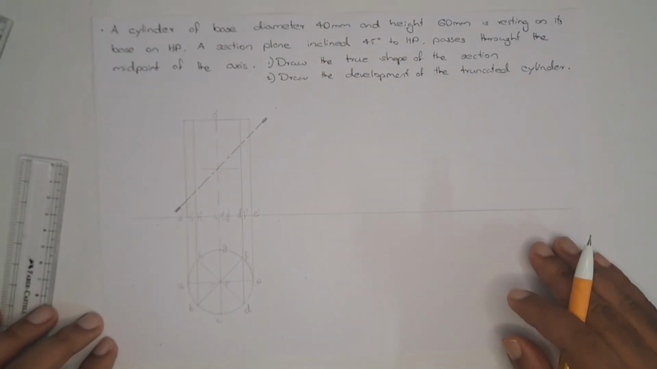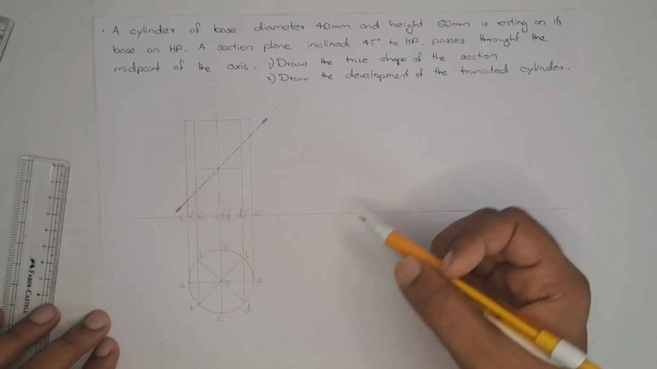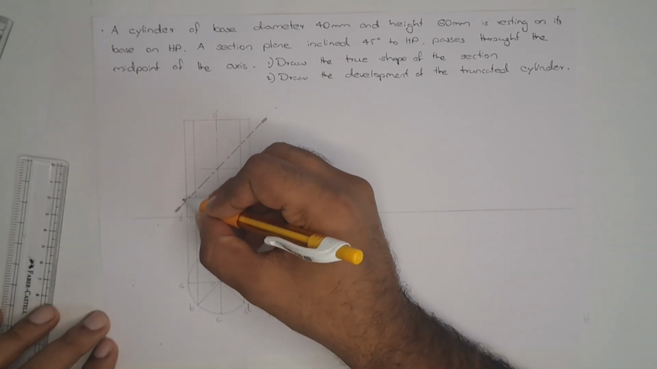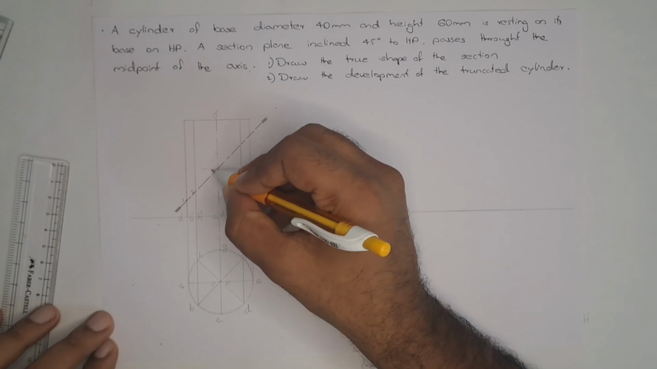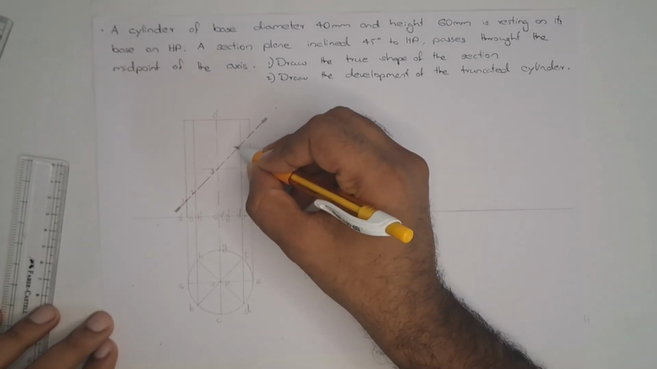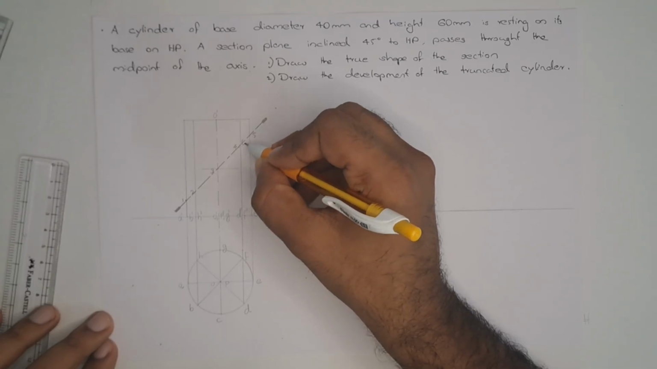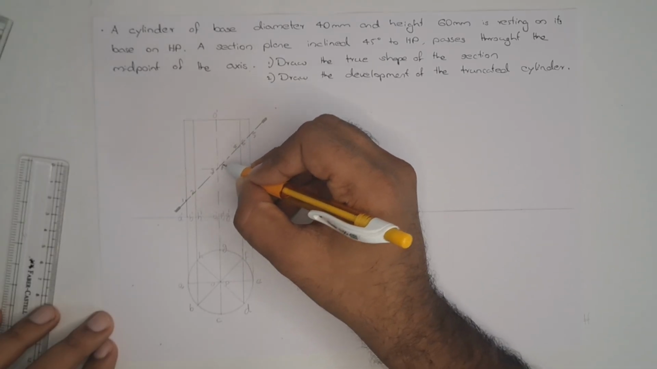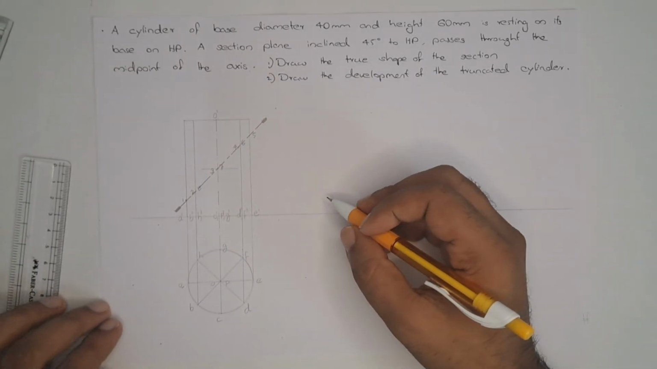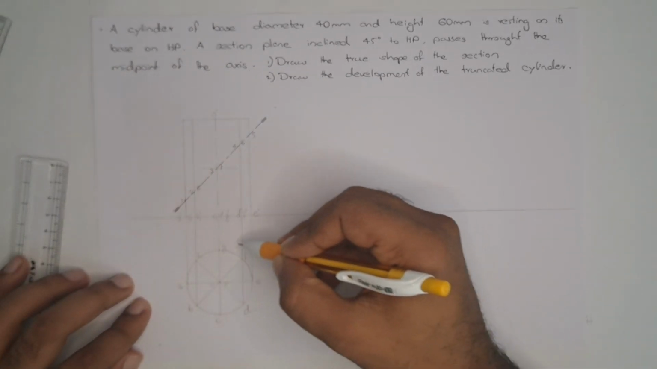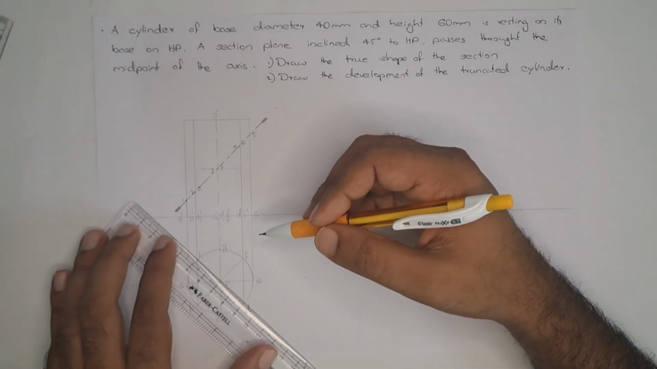So we mark the section plane here. So it will cover all the surface. So this point will be 1. Here it is 2, here 3, 4, 5, 6, 7, 8. Now it will cover all the surface. That's how the top view will be, just like this.